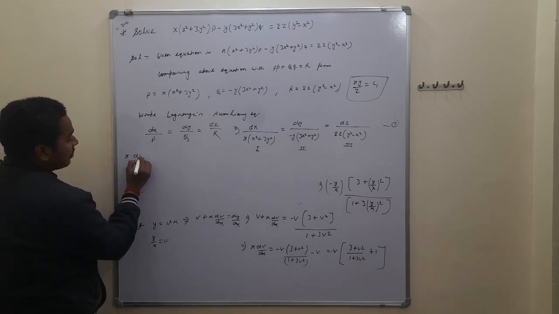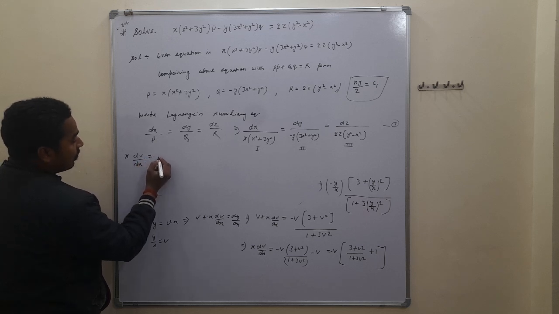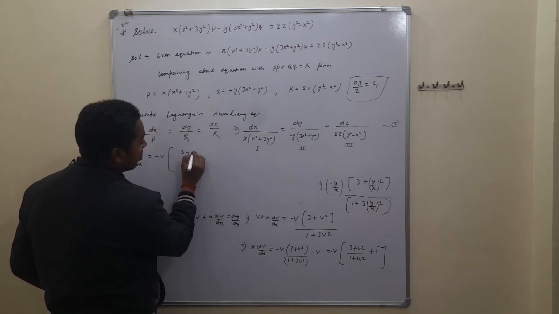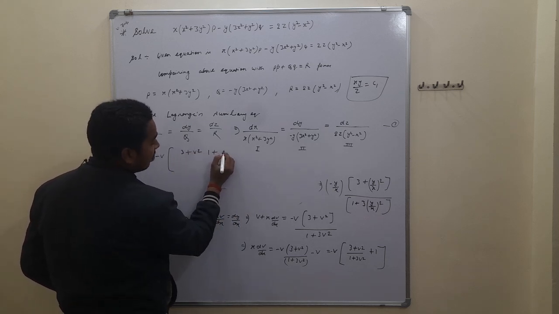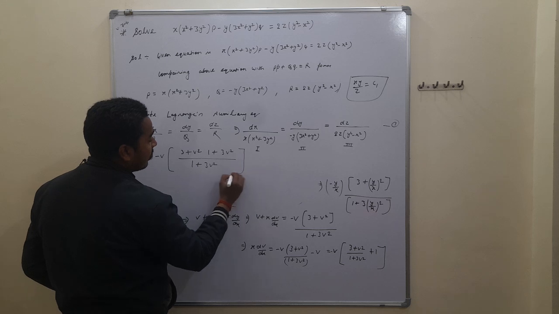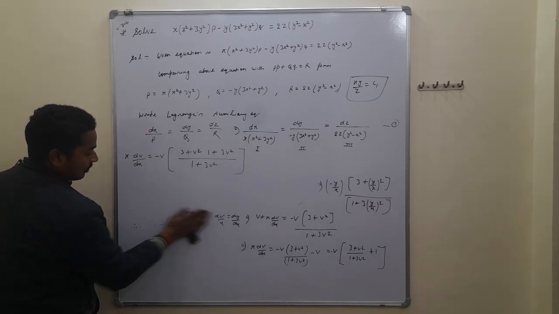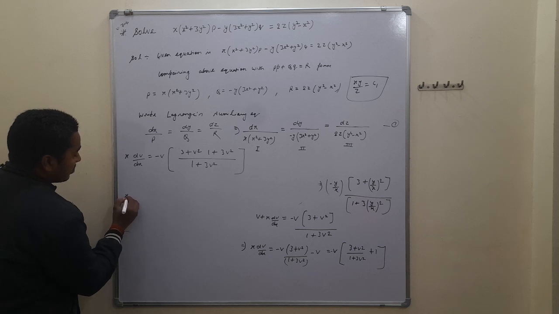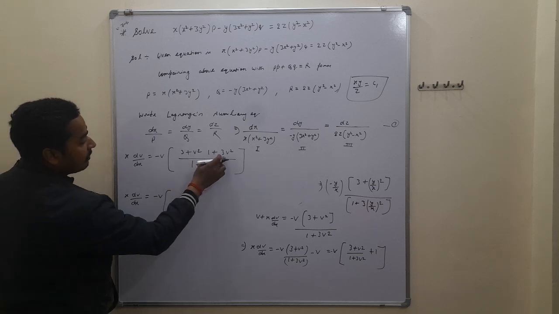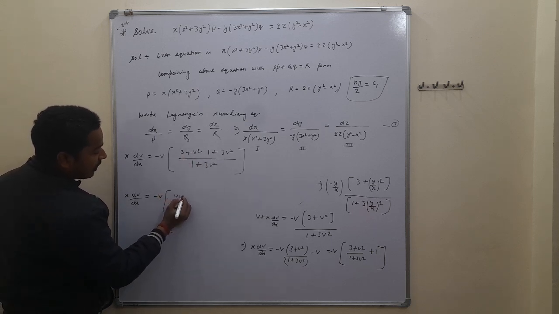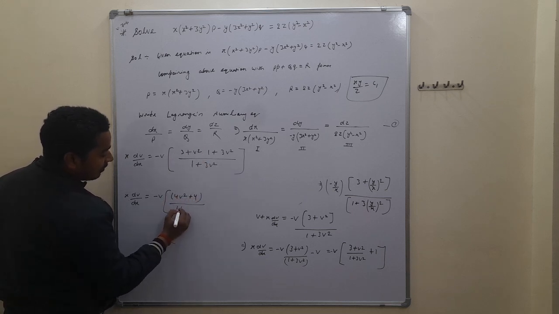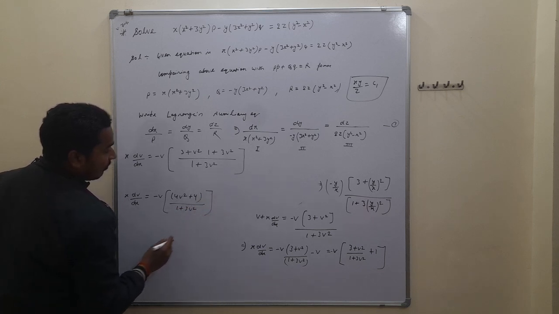This is given by x dv upon dx is equal to minus v, and here we take LCM: (3 plus v²) plus (1 plus 3v²) upon (1 plus 3v²). Further we solve. This gives x dv upon dx is equal to minus v, and from here 3v² plus v² is 4v², and 3 plus 1 is 4, upon 1 plus 3v².